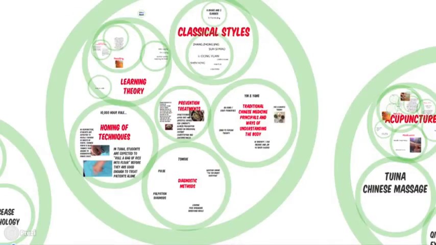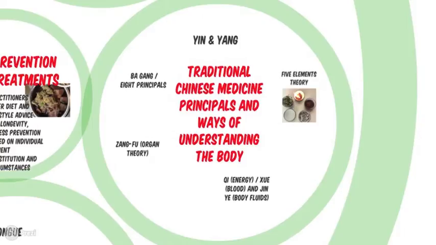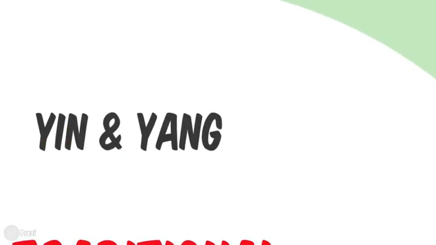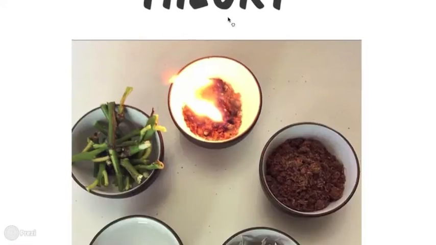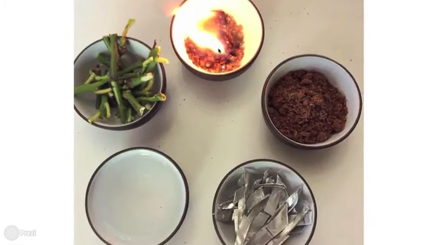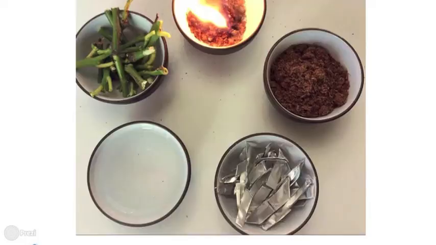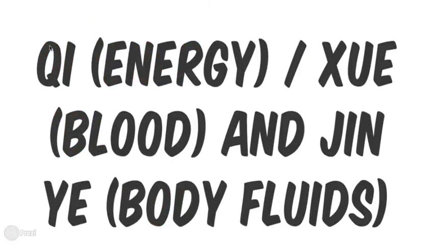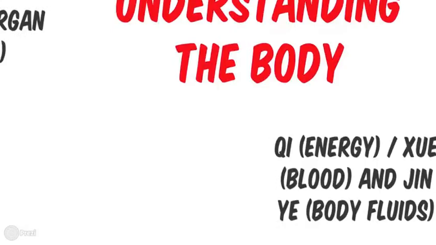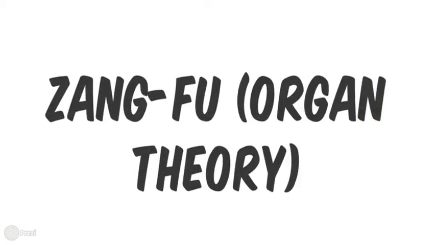So what are those things, and what makes up a Chinese medicine practitioner? Well, they understand the theories of yin and yang. They look at the theory of the 5 elements: wood, fire, earth, metal, water. They understand the idea of the body in terms of qi, often translated as energy, blood, and Jing, or body fluids. They look at the body in terms of the organs. So what do our organs do in a functional sense?